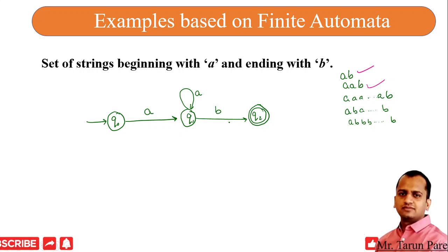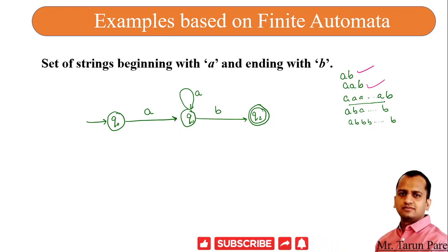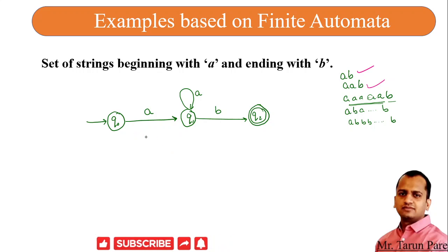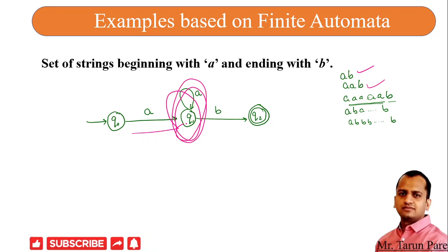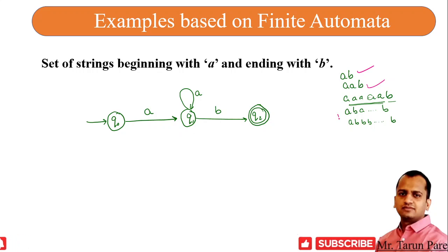As I told you in the previous lectures, there is a possibility of more than one final state in an automata. For right now I have declared one state as final. Now what about a string with any number of a's and ending with b? Suppose there are four a's: first a, second a, third a, fourth a, then b. As many a's as you want, you can print through this. Is this clear?